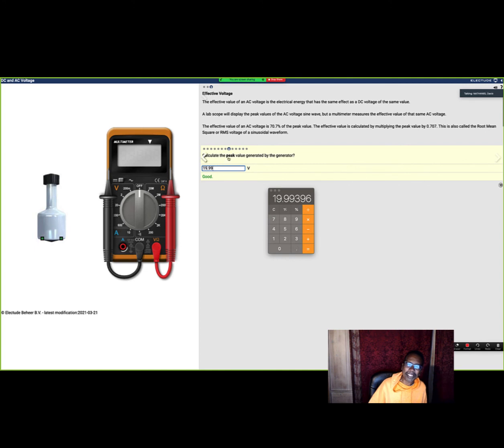Peak is from 0 to the peak voltage, and since we're talking about AC, positive and negative, peak to peak gives you 19.99. That's what it is. See, when we work together, we figure this stuff out.